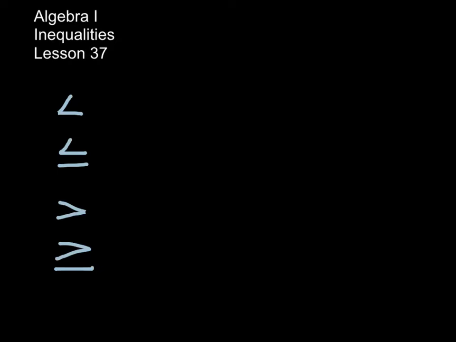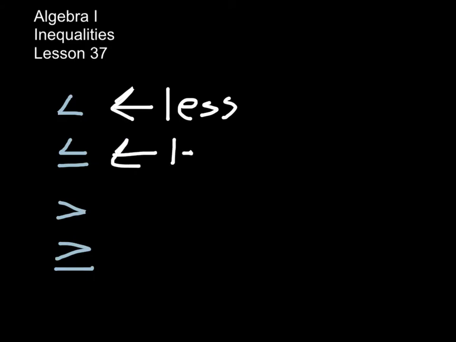All right, in lesson 37, we're going to talk about what's called inequalities. Before we get into the main part of this lesson, let's take a look at some of the symbols and inequalities that you've had in the past. On this screen, the first one is the less than symbol. The second one is the less than or equal to.